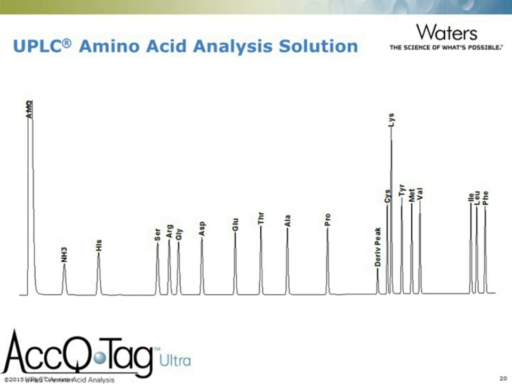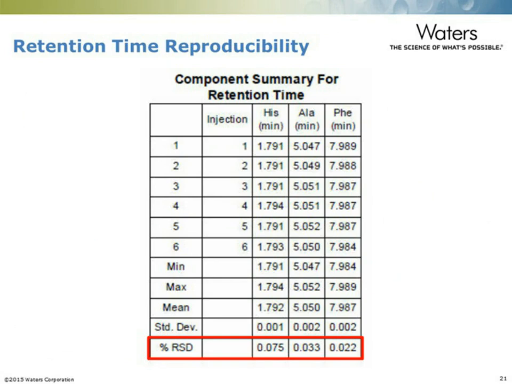So let's think a little bit about what the properties of the amino acid analysis are. Looking again at our chromatogram, we have the good separation of the amino acids where the peak identification occurs by retention time and peak quantitation occurs by the area of the peaks. The retention time reproducibility is more than sufficient for identifying the peaks.